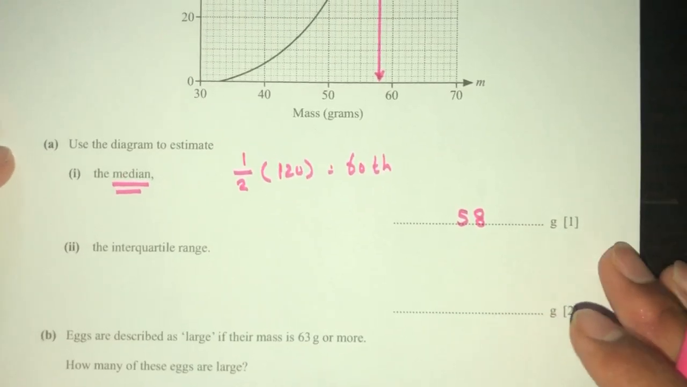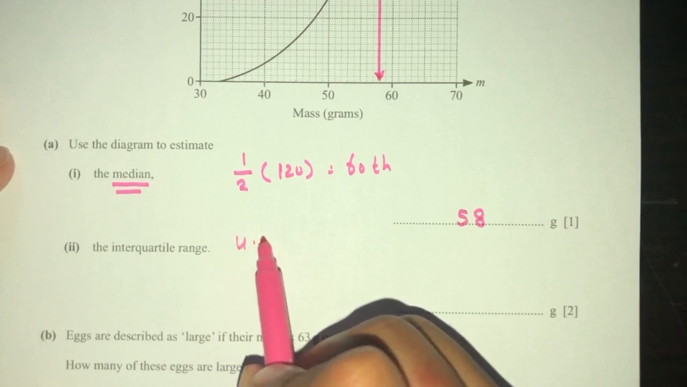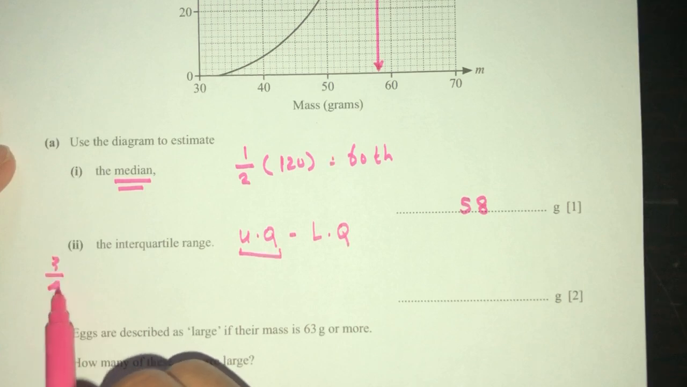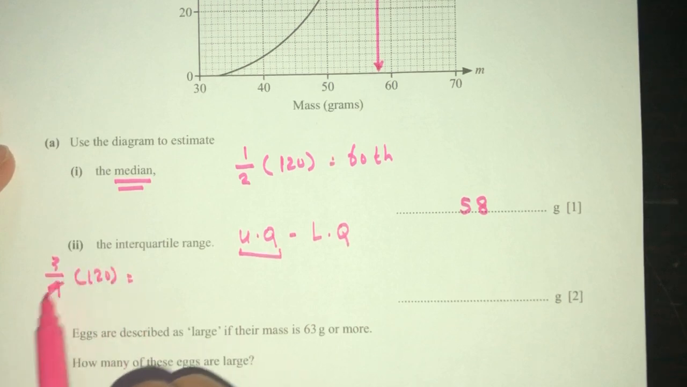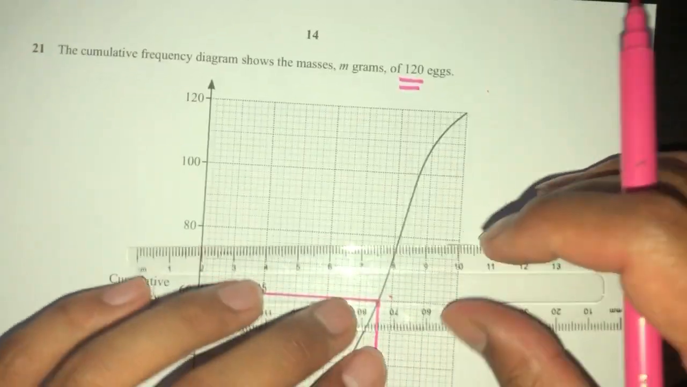Now for part two, find the range. The interquartile range is the upper quartile minus the lower quartile. So how do you find this? That will be 3/4 times the number of eggs. That is 90, so it should be the 90th element. So what will the 90th element be? It will be right here.